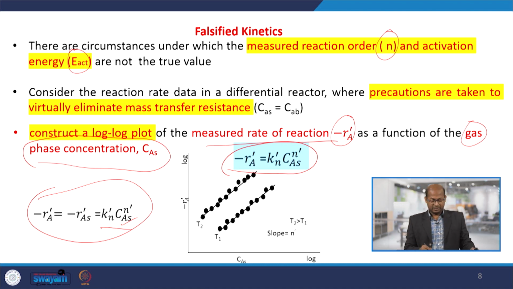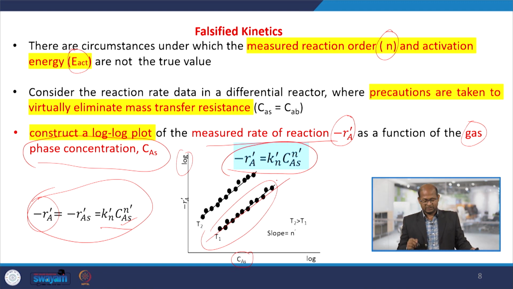If at this particular temperature T1 we make a log plot of this against concentration, the line would be like this. If we do the reactions at temperature T2, then it would be like this. From the slope we can find out n, which is the order of the reaction, and from the specific reaction rate or rate constants we can find out the activation energy.